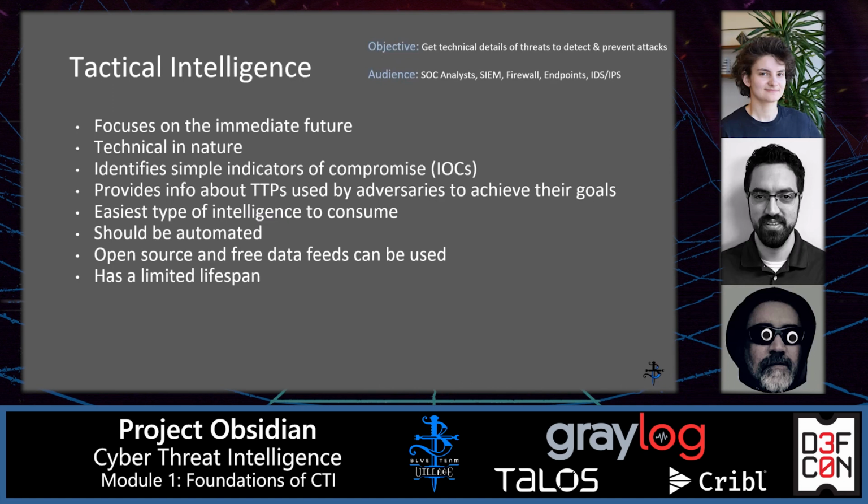places where you can write rules to detect these things based on the intelligence. So tactical intelligence, it focuses really on like the immediate future, like how do we block these things now as soon as possible. It's very technical in nature. Again, it might identify simple IOCs and provides information about the tactics, techniques, and procedures the adversary is using. It's the easiest type of intelligence to consume. You can usually get this automated from different feeds, like free data feeds, open source data feeds, your logs, etc. But has a very limited lifespan. Like these things might change very quickly. So it's really focused on the immediate future.